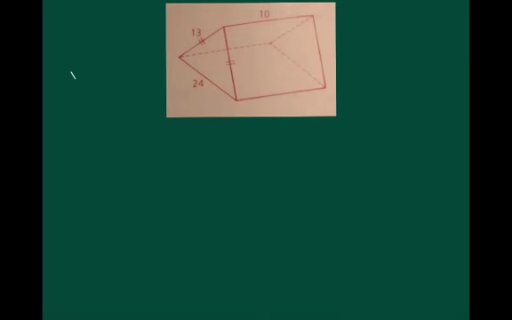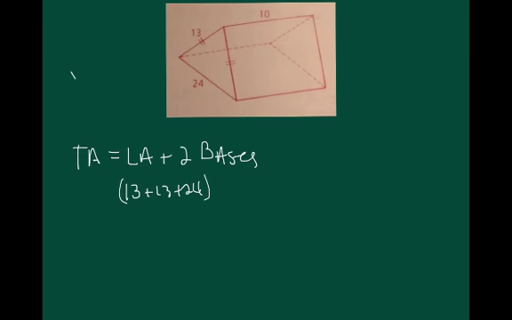Number 9 on page 580 asks us to find the total area and the volume of this triangular prism. So the total area can be found as we had before, by breaking it into lateral area plus the two bases. And we know that the lateral area is going to equal the perimeter of the base, which in this case is going to be 13 plus 13 plus 24, times the height. Now it's not the height of the triangular face, but the height of the prism, which is 10.